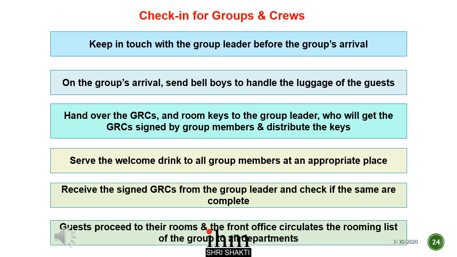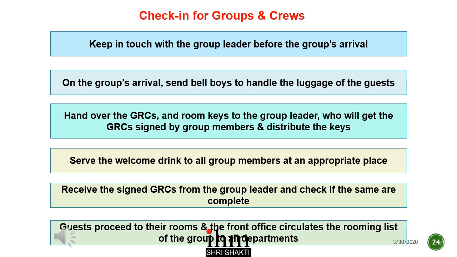The front office agent should escort the group leader to the reception desk to complete the registration formalities. The receptionist should hand over the room keys and registration forms of all the members to the leader, who can get the guest registration cards signed by the group members and distribute the room keys. Meanwhile, the front office staff should organize welcome drinks for the group members in a pre-scheduled area.